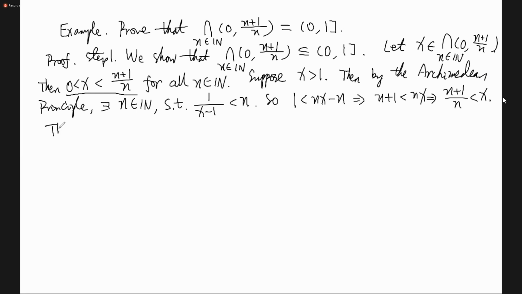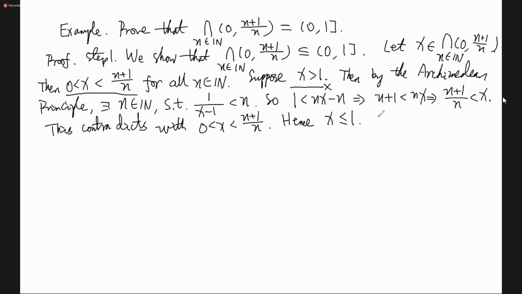So this contradicts with x being between 0 and (n+1)/n. This tells you x cannot be greater than 1. Hence, x is less than or equal to 1. All right. So x belongs to (0, 1]. Okay, x is always greater than 0.